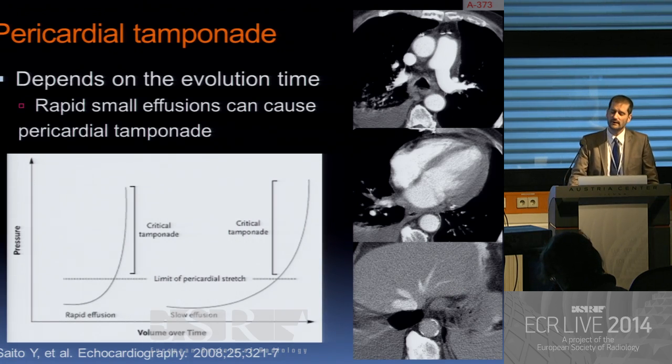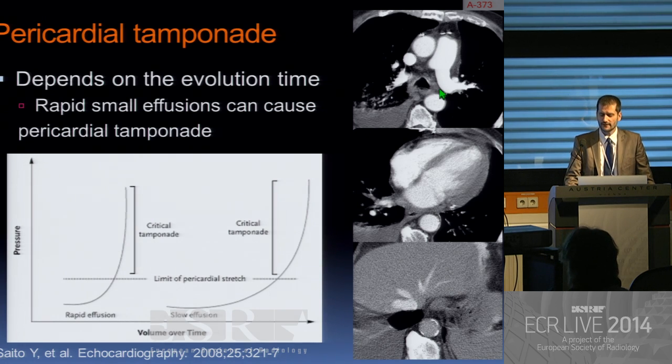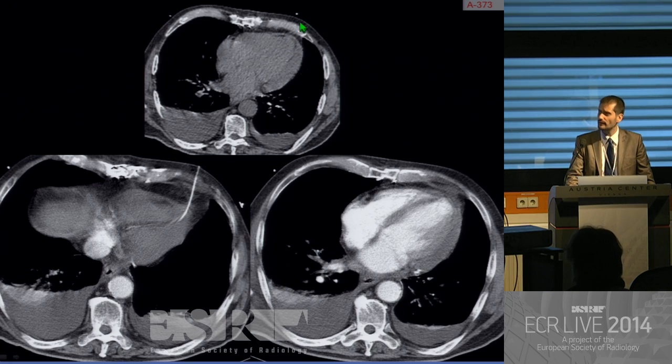Pericardial tamponade depends on the evolution time, and rapid small effusions can cause pericardial tamponade, as you can see here in this example. This patient, after a bypass surgery, developed a rapid pericardial effusion. Due to the small approach, we inserted drainage using CT guidance and crossing an intercostal space.